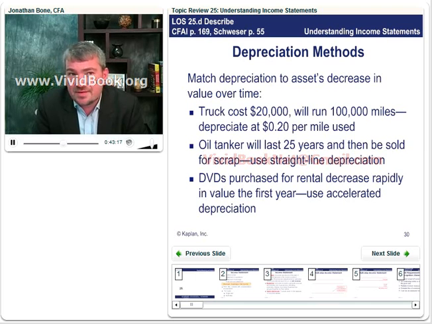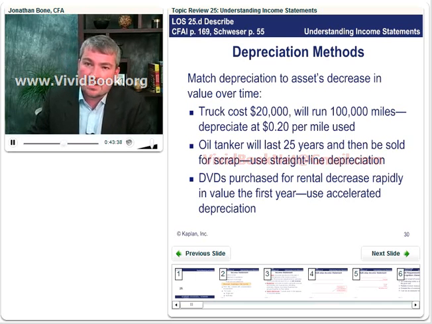Now, under IFRS, it says you must match the depreciation method to the earnings potential of the asset. So if it generates constant earnings over its life, you can use straight line. If it generates more earnings when it's young and less when it gets older, then you must use accelerated. Note, US GAAP does not say this. So essentially, even if the asset was generating higher earnings in the early years and lower earnings as it matured or got older, you could still use straight line.